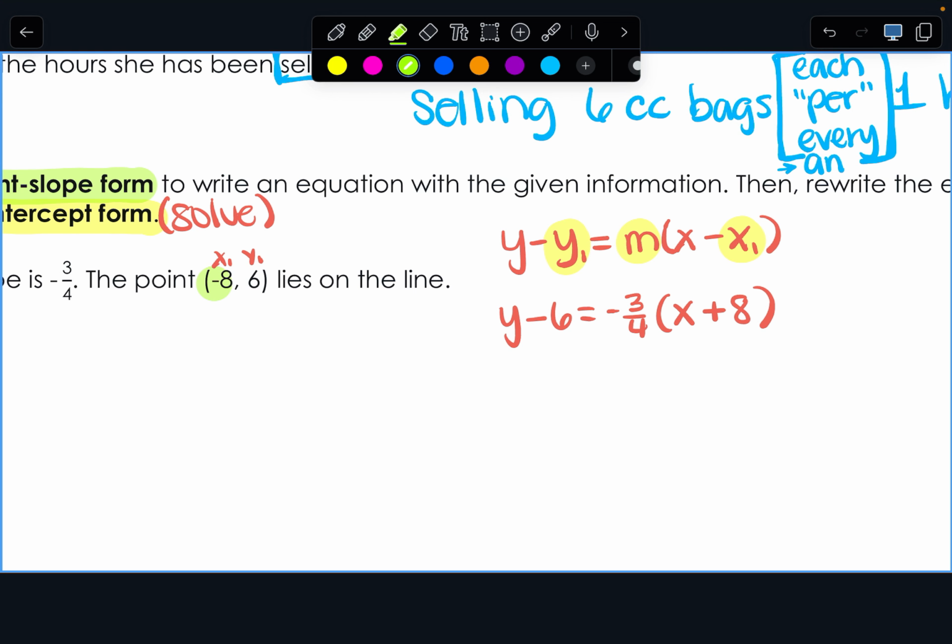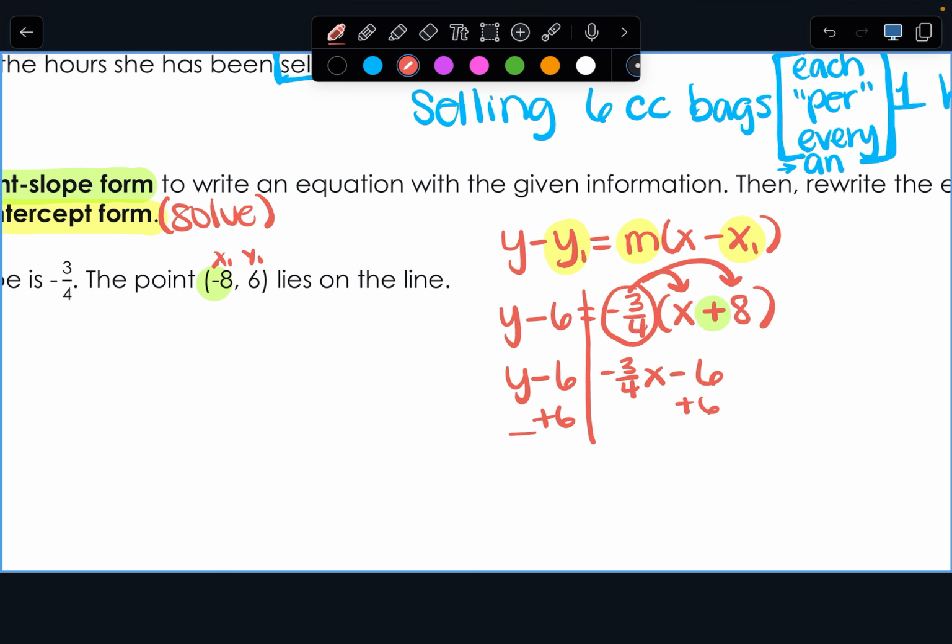Notice that the 8 is negative, so 2 negatives will change that minus to a plus sign. Very important to remember, okay? First step is you're going to distribute. Distribute means to multiply. Negative 3/4 times x, that stays the same. Always remember when you're using point slope form, the slope stays the same. Negative 3/4 times a positive 8 is what? Negative 6. That's step 1. Step 2, add the 6. What happens when you add 6 to both sides? You get 0 on both sides.